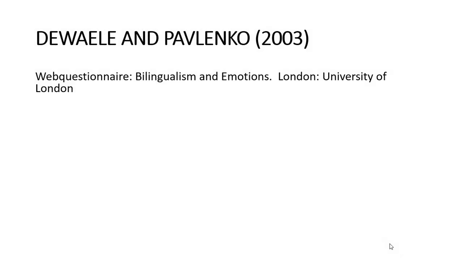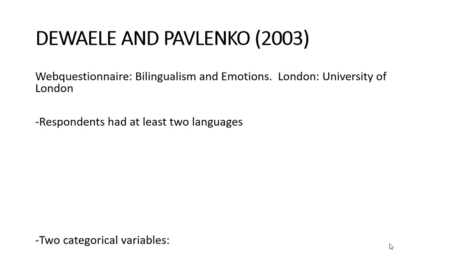All right, so now time has come to talk about your last assignment. For this, we're going to use the data in the Wall and Pavlenko 2003. This comes from a web questionnaire where they were measuring bilingualism and emotions. These are people from the University of London. And the respondents at least had 2 languages, minimum. Okay, so this is all for people that have more than 1 language.